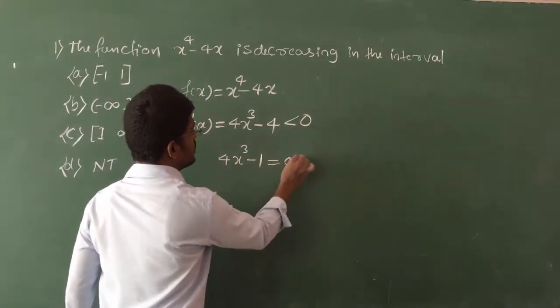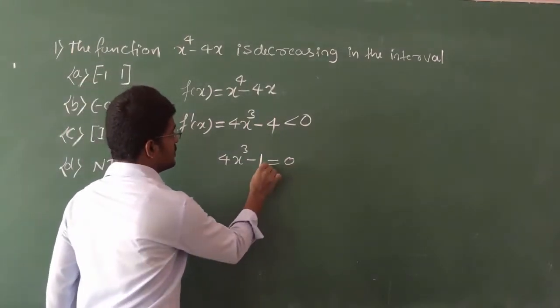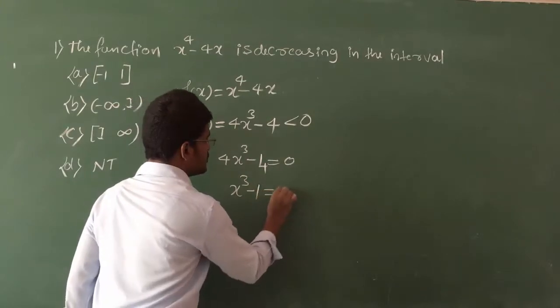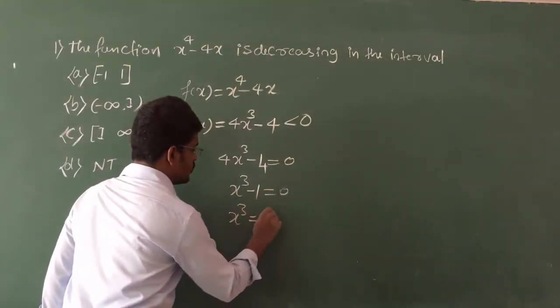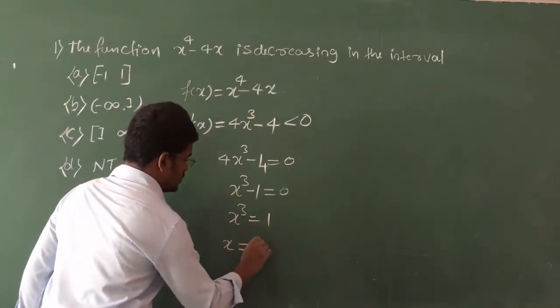Let us take it equal to 0. Our equation is equal to 0. Next, x cube minus 1 will be equal to 0. Clear? That is x cube equal to 1. It means that x is equal to 1.